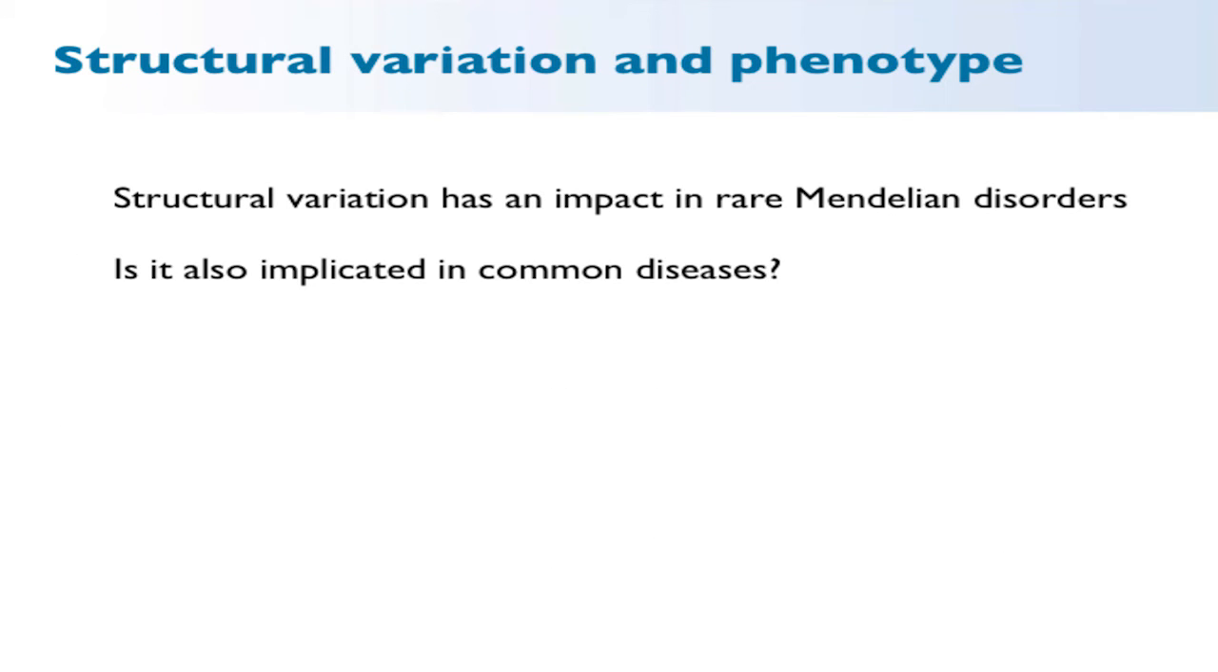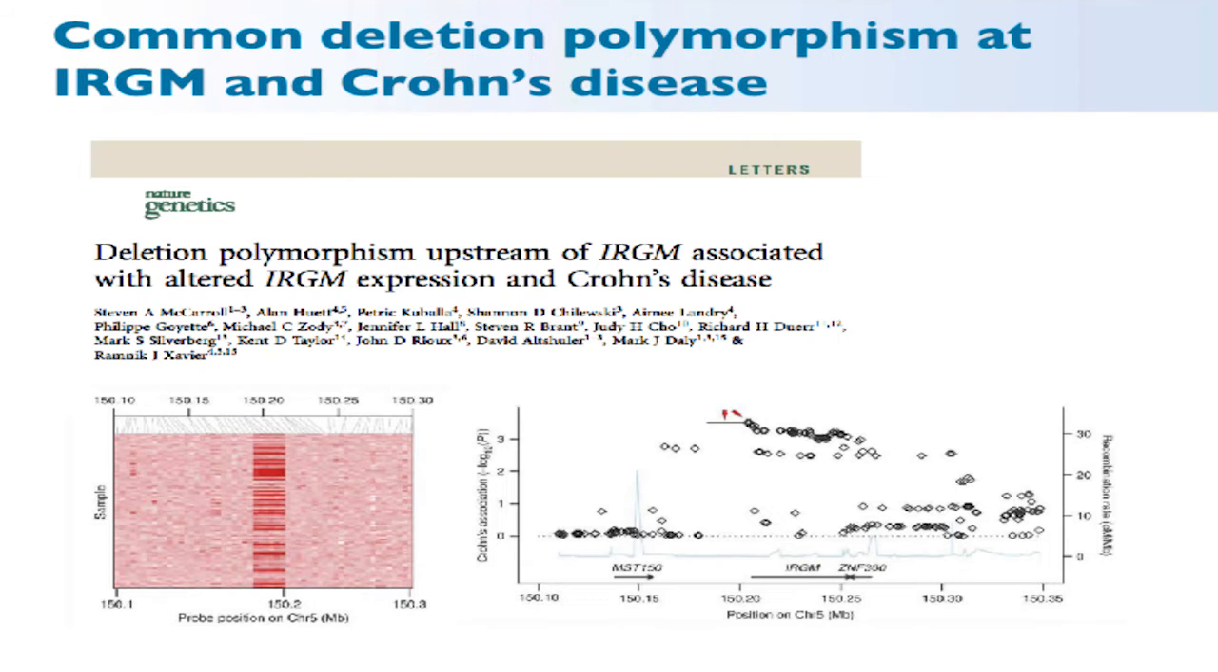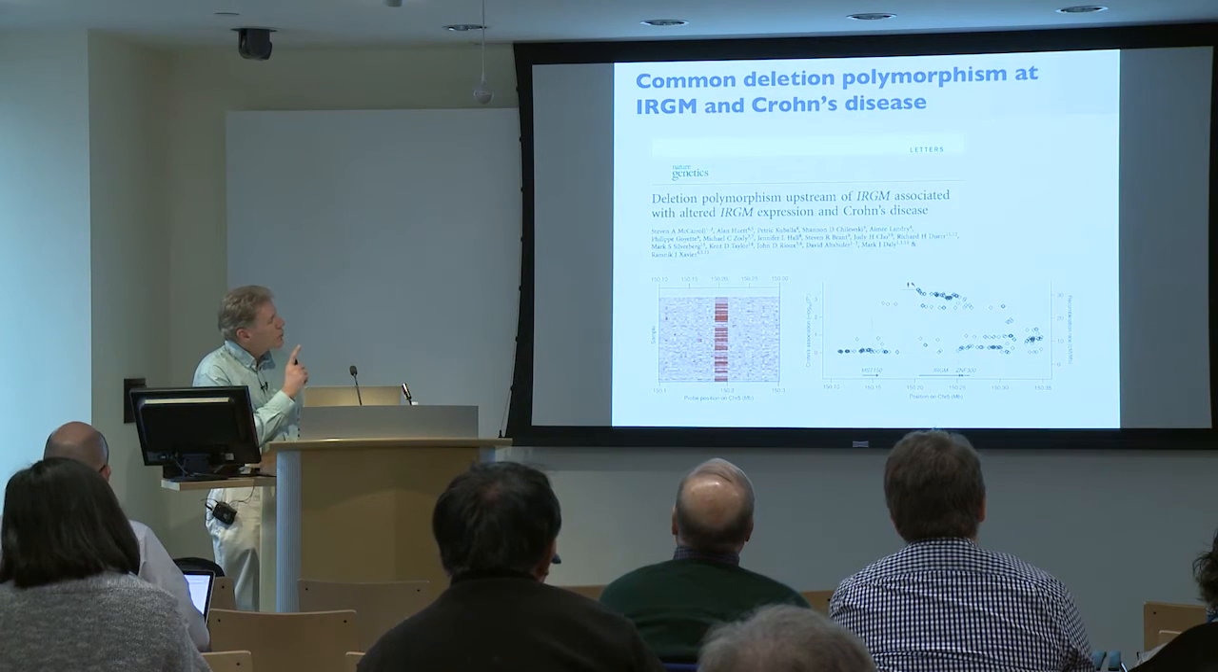All right, so we talked a little bit in the beginning about how structural variation, especially really large forms, shows up in rare Mendelian disorders. But I want to spend the rest of our time talking about whether or not it's also implicated in common disease. One of the first studies to really show a pretty strong association between a CNV and a common disease was work by Steve McCarroll when he was a postdoc with David Altshuler.